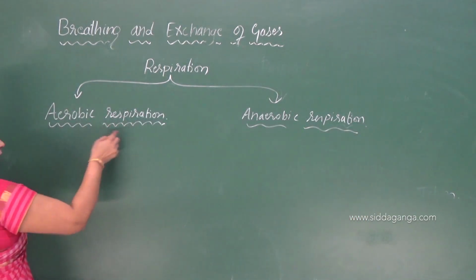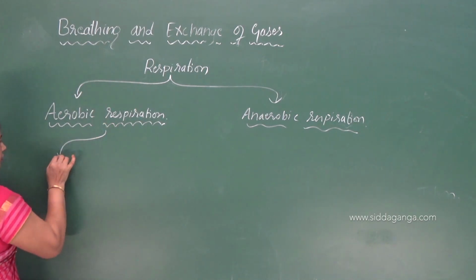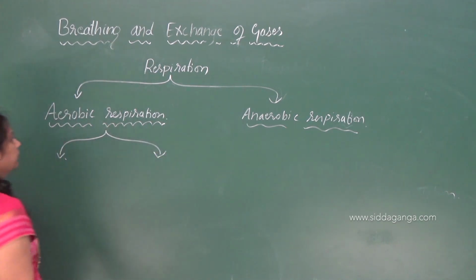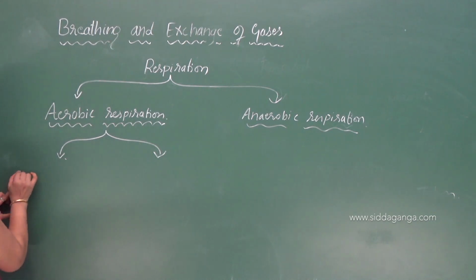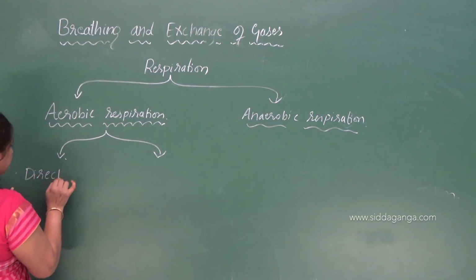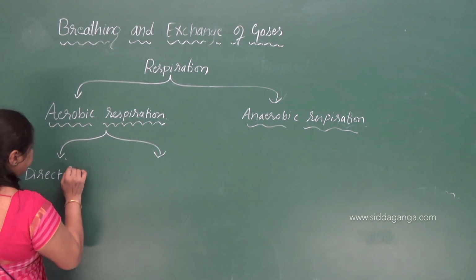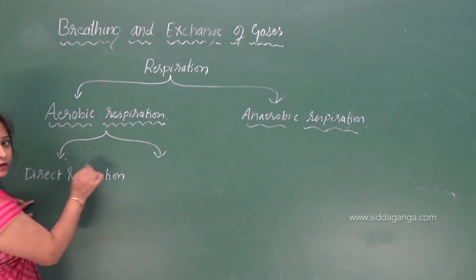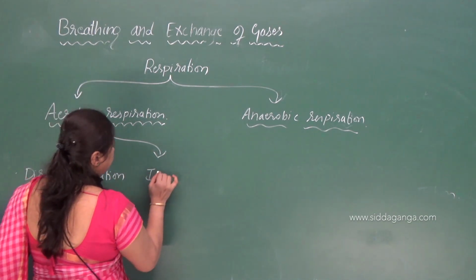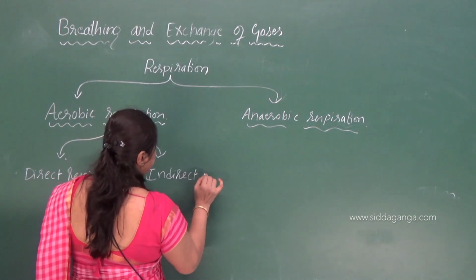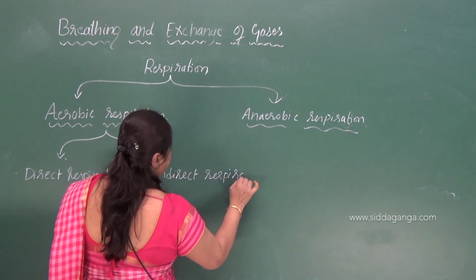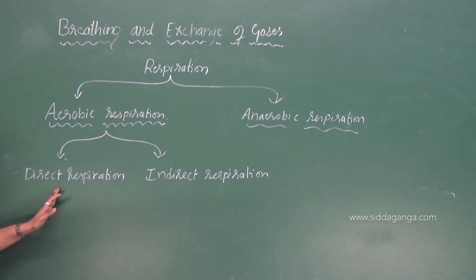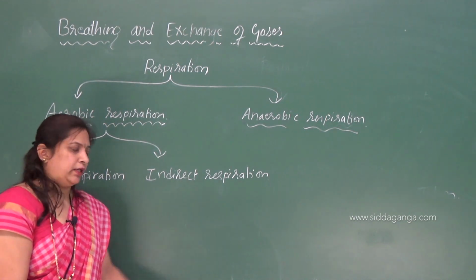Next, again in aerobic respiration, there are two types: direct respiration and indirect respiration. So in aerobic respiration, the two types are direct respiration and indirect respiration.